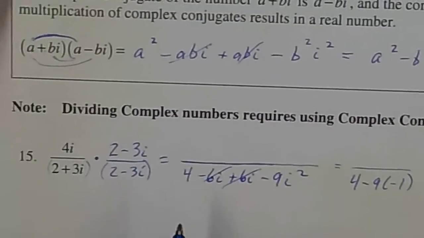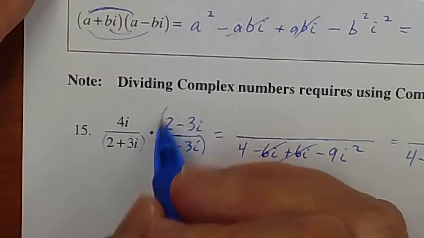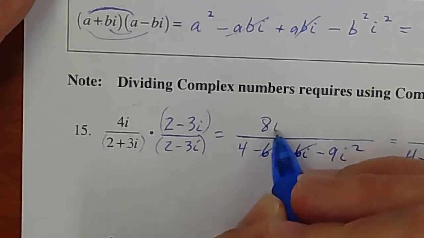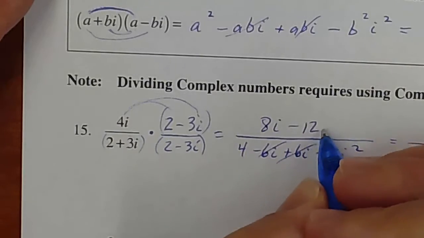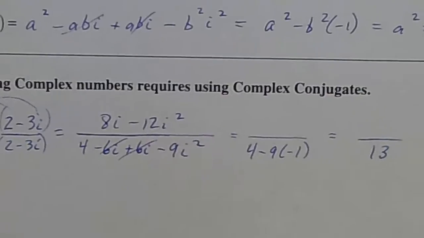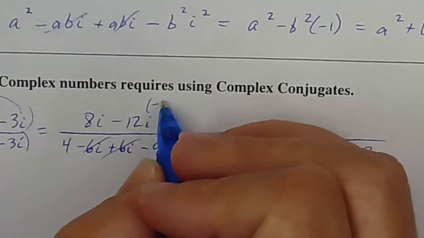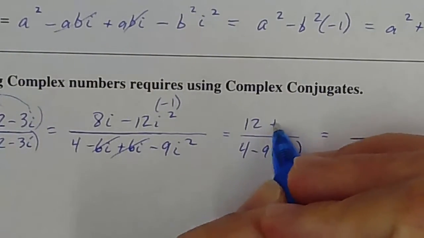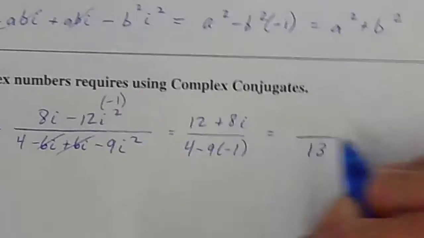Okay, now up in the numerator. This one isn't a binomial, just a monomial times a binomial. So we'll just distribute now. So 4i times 2 gives me 8i. And then 4i times 3i gives me minus 12i squared. So this is 8i, remember, i squared is just negative 1, right? So negative 1 times the negative 12 is positive 12. So it's 12 plus 8i, okay? Which I still have here.